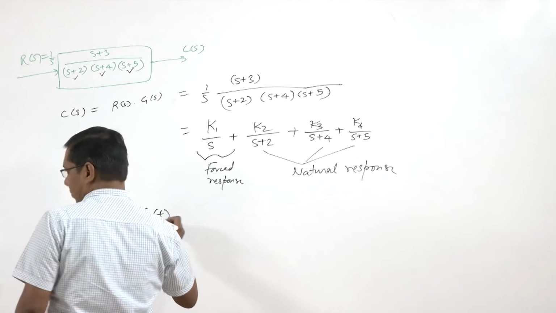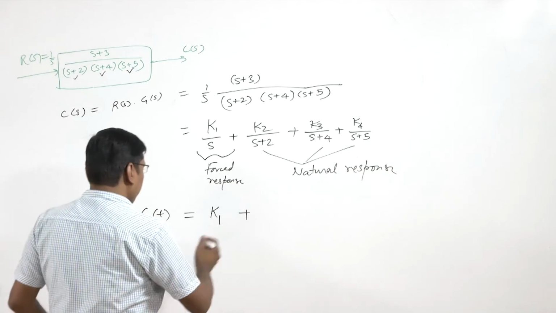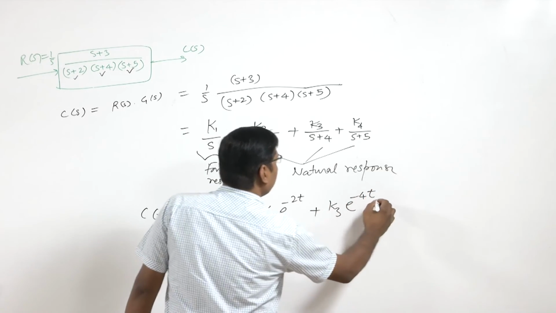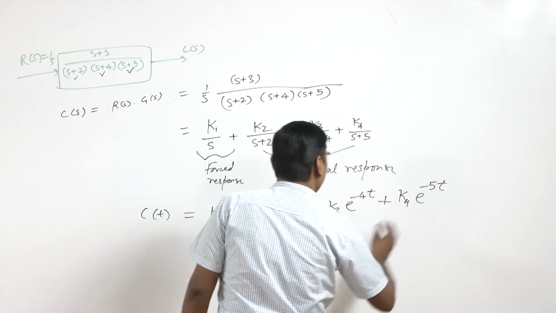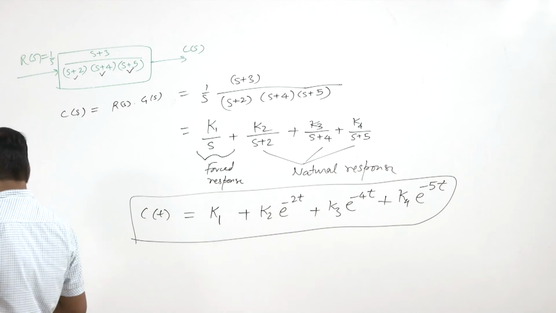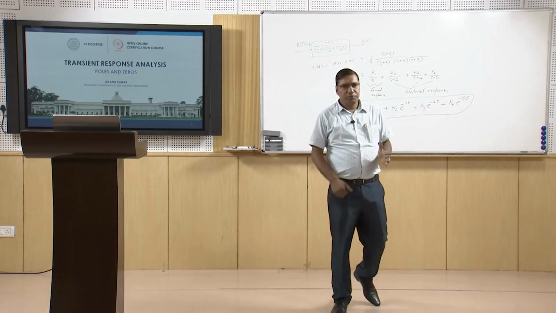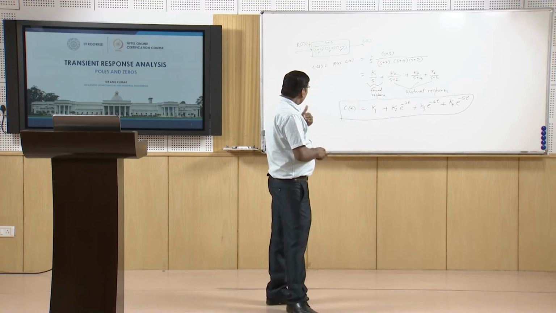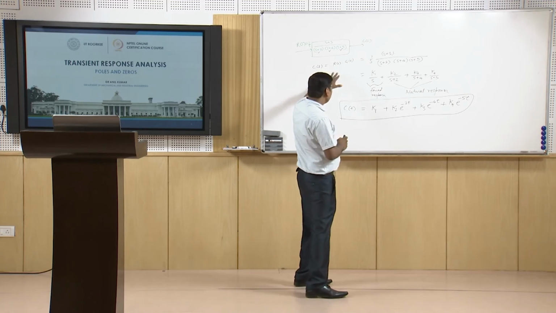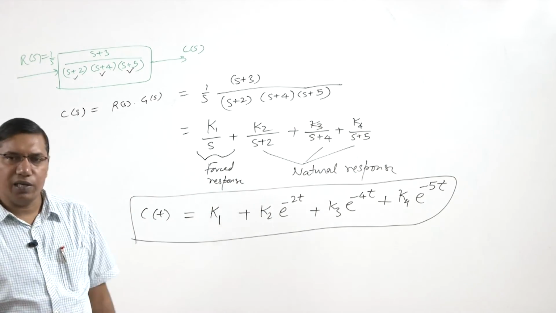So c(t) can be written as k1 plus k2 e power minus 2t plus k3 e power minus 4t plus k4 e power minus 5t. So here we can find the response of the system. When there is a system, we go to the S domain, write the output, find these coefficients, and come back to the time domain by taking the inverse Laplace transform.